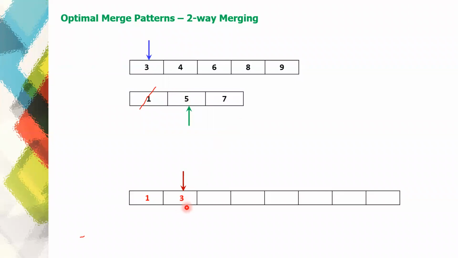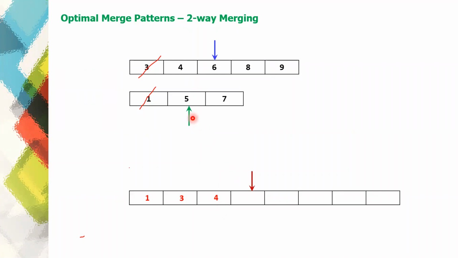I've copied 3 into the final list and I'm going to move the pointers forward. Which pointers do I have to move forward? I have to move forward this pointer and this pointer because now 3 is copied. I'm going to move the pointers forward and now this process is going to be repeated. Now you have to compare 4 with 5. Copy 4, then move the pointers forward.